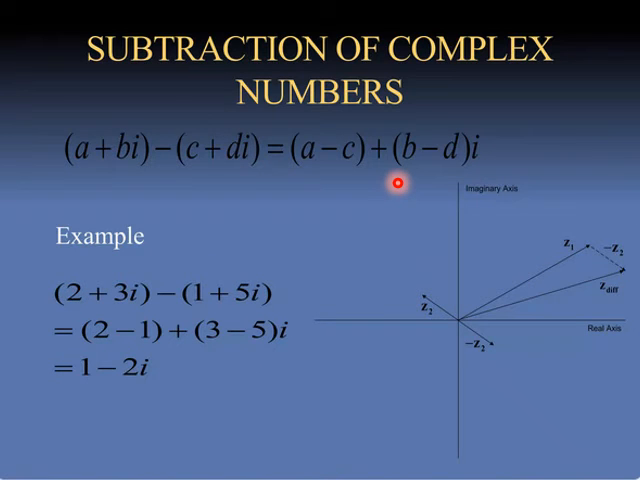So similarly we also do subtraction of complex numbers. We do subtraction of the real parts and also subtraction of the imaginary parts. So these are two complex numbers, 2 plus 3i. We want to subtract minus 1 plus 5i. We remove the bracket. So this will be plus 1 minus 5i. So 2 plus 1 will be 3. So 3i minus 5i will be minus 2i.